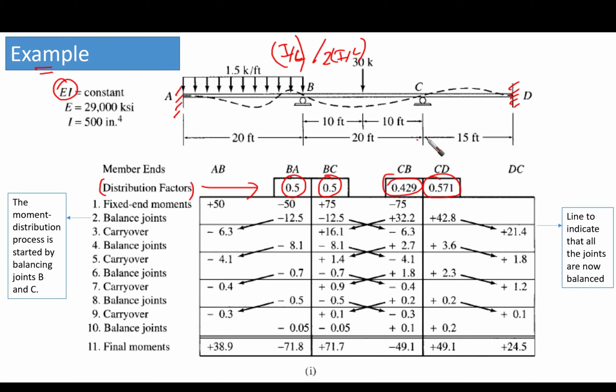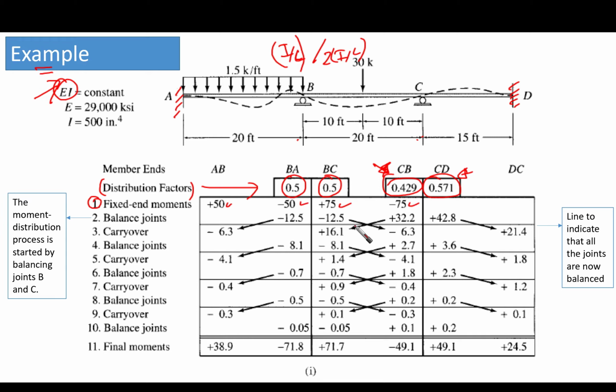Notice that whenever we have the span with less length, it has a higher distribution factor, and the span with more length is going to take a lower distribution factor. Keep this in your mind. Of course, this applies if we have the same inertia, which is our case. Then the first step is to get the fixed end moments. We already explained and obtained them in detail in the previous video. So we have them here: 50 and minus 50, 75 and minus 75.